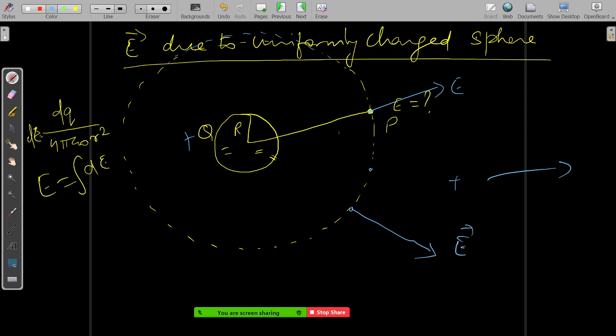Any other point at this radius, if I draw a radius of r here from the center, any other point is also at the same distance. So at every point, the electric field should be the same. So what you can do is find the total flux, the electric field into the total surface area, because at any surface the electric field is perpendicular, right?